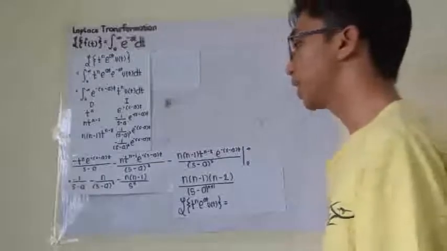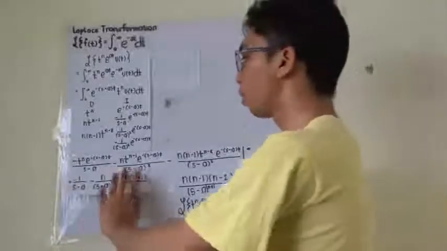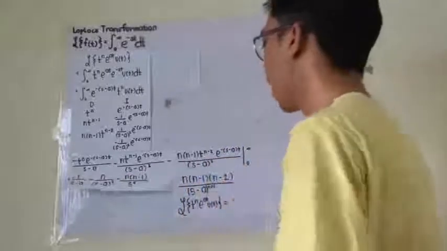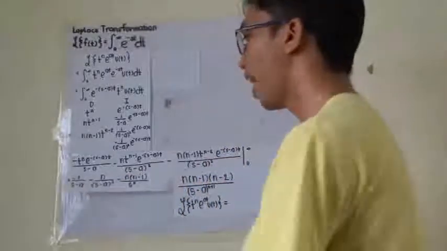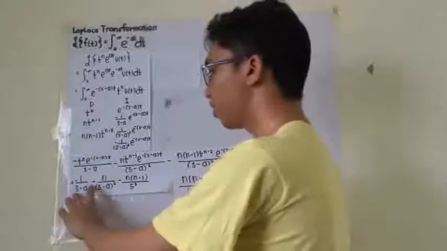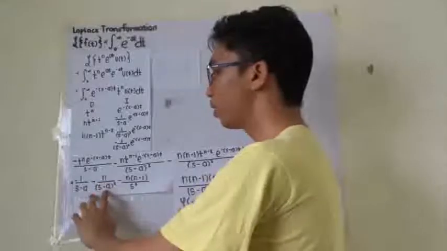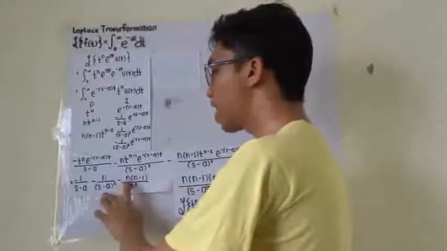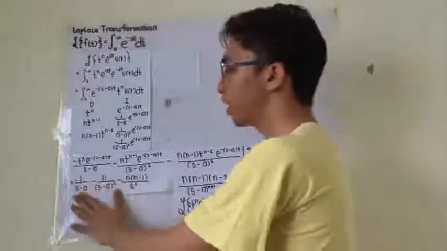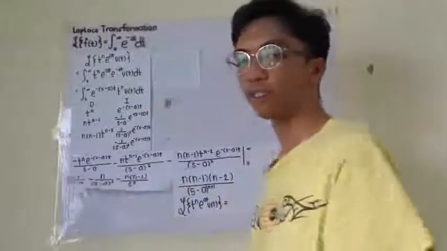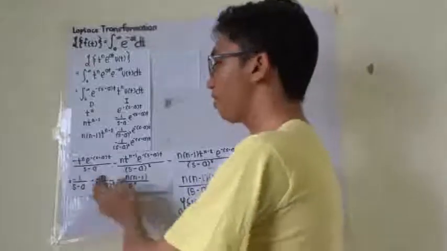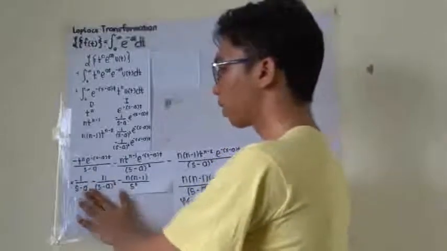So as we can see, simplifying the equation by having our limits, we have negative 1 over s minus a minus n over s minus a squared minus n quantity n minus 1 over s cubed. And from this simplified expression, after evaluating our improper integral, we can have the pattern of formula.